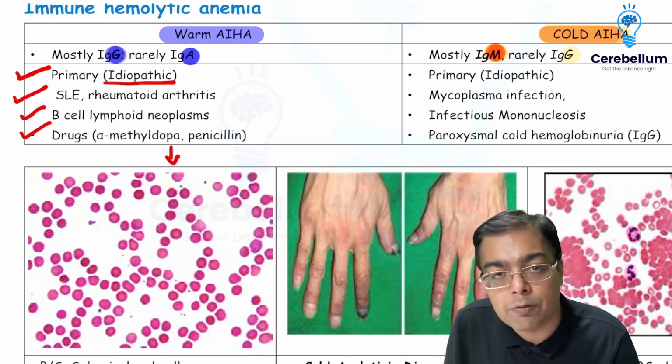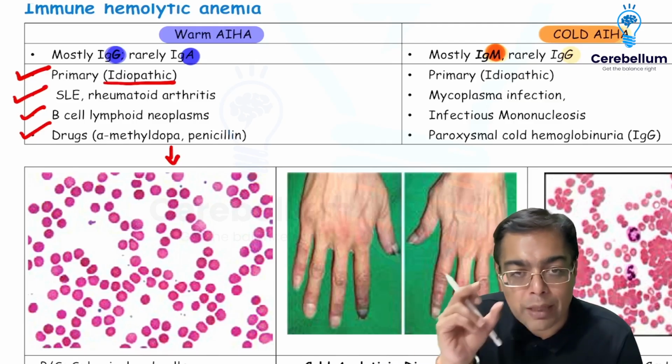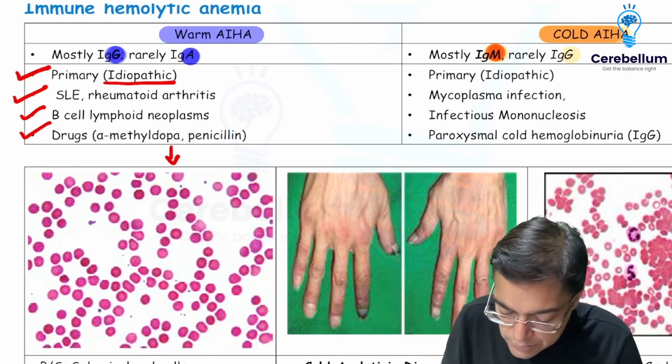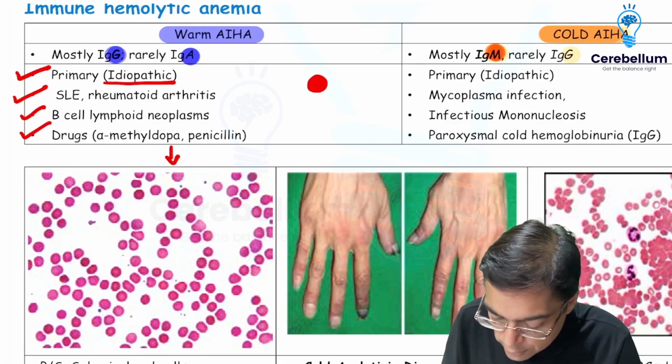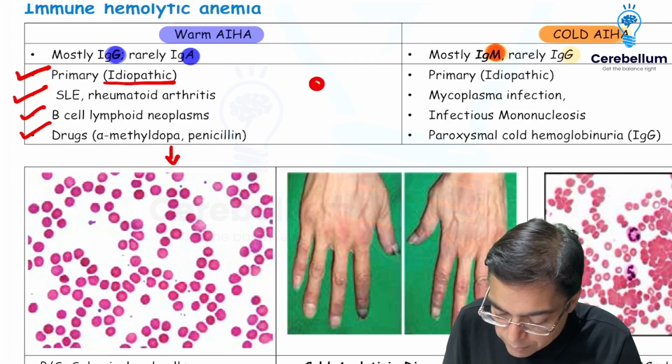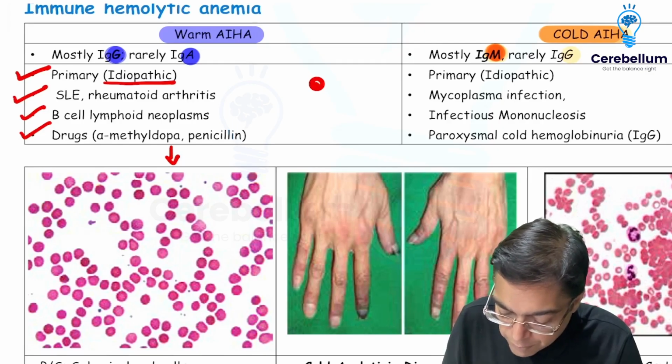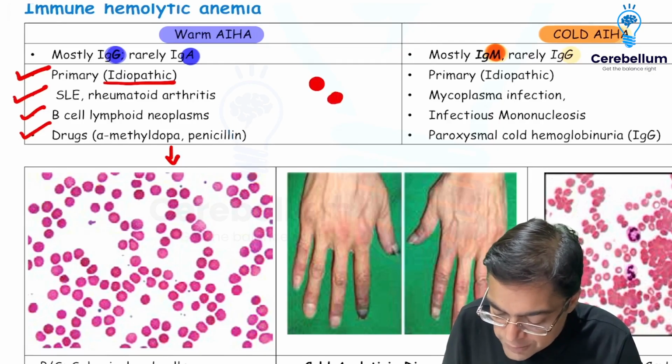When there is antibody formation, what you would find is, finding number one, the peripheral smear is going to show you the presence of cells which do not have a central pallor. That is the first fact that you need to remember over here.